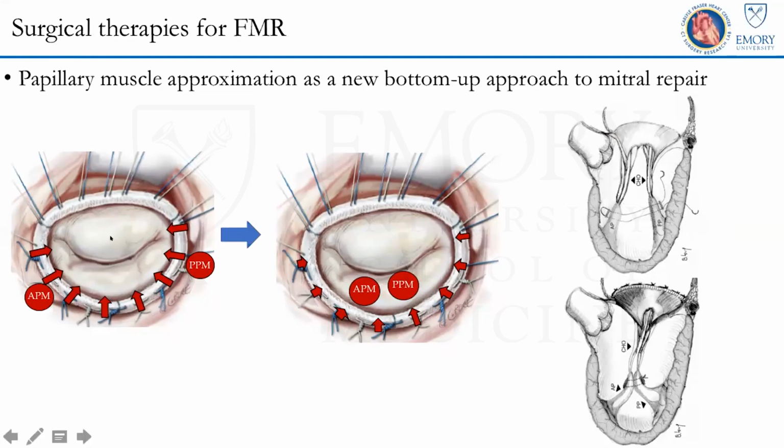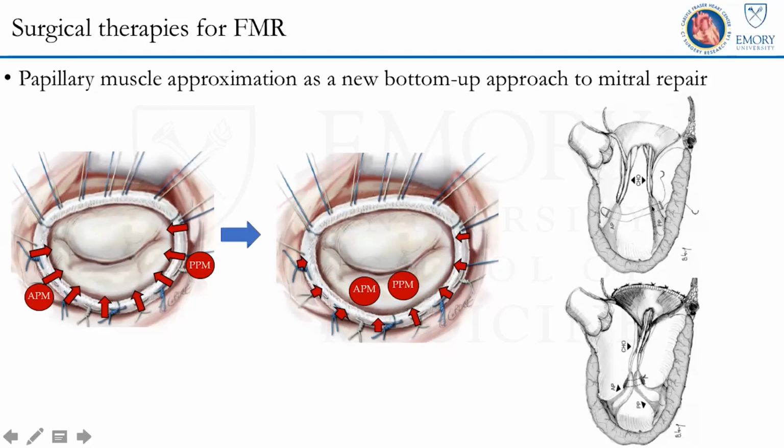Instead of using the ring to draw the leaflets into the mitral orifice and away from the papillary muscle tips, we decided, why not just use a simple suture to bring the two papillary muscles closer into the mitral orifice first? That would relieve the tethering, and then we would use a larger annuloplasty ring to stabilize the mitral annulus.